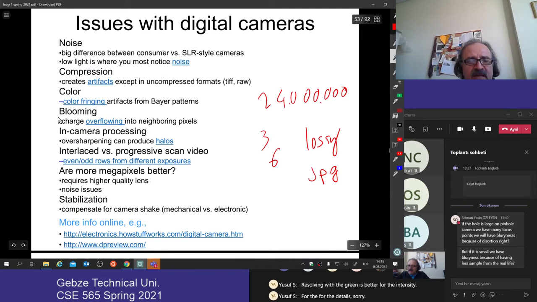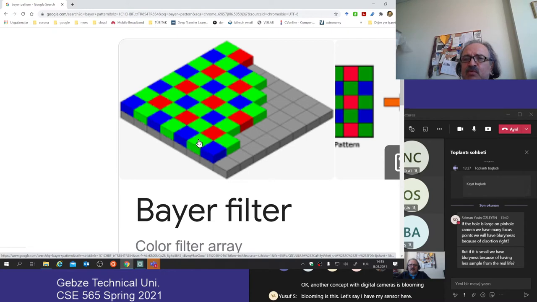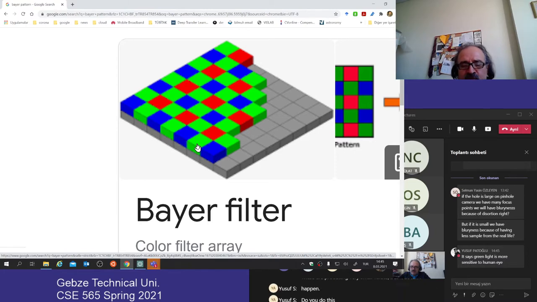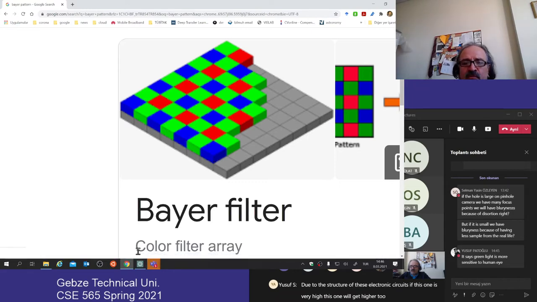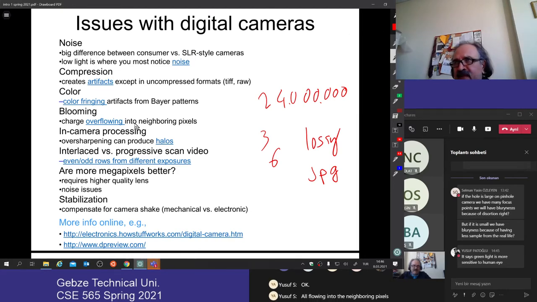Okay, another concept with the digital cameras is blooming. Let's say I have my sensor here, and this pixel received too much light. If the neighboring ones did not receive any light, I expect that this one will produce a very high value and these will produce very small values. But it doesn't happen. Due to the structure of these electronic circuits, if this one is very high, the neighbors will get higher too. This is called the blooming effect, overflowing into the neighboring pixels. It's a bad effect.